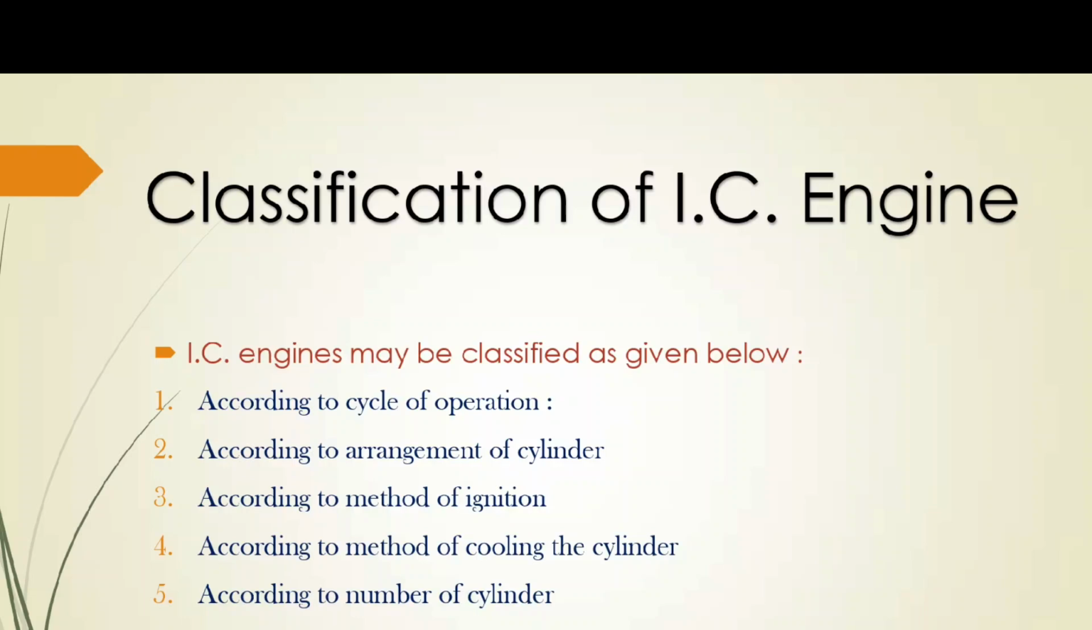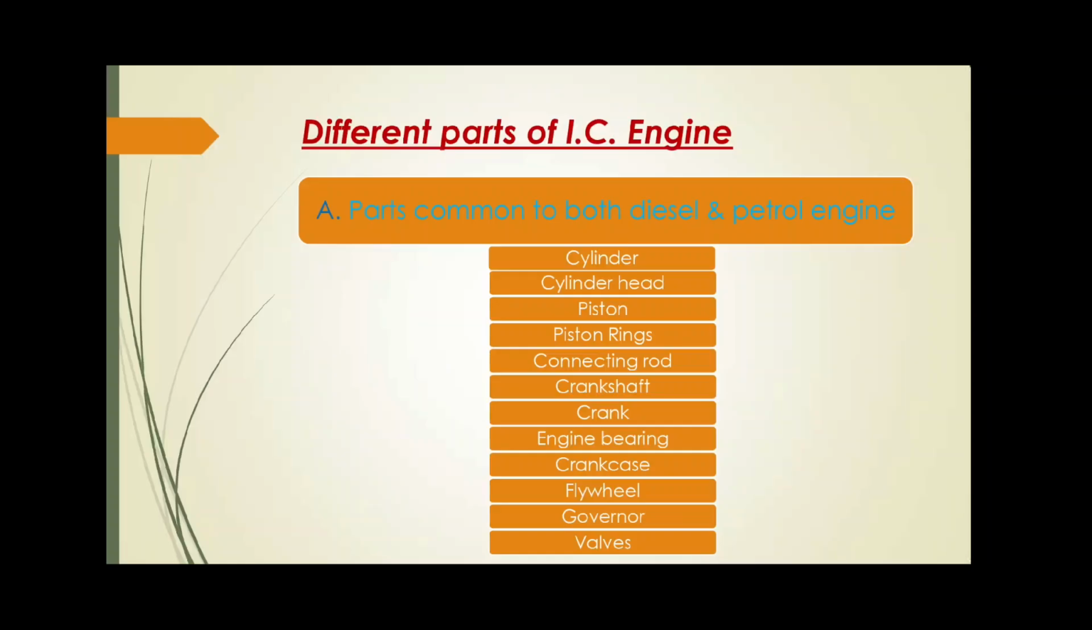According to the number of cylinders, engines are classified as follows. If the engine is having a single cylinder, it is called a single cylinder engine. If the engine is having two cylinders, it is called a two cylinder engine. Suppose it is having three cylinders, it is called a three cylinder engine. 4 cylinder, 6 cylinder, 8 cylinder, 12 cylinders, we can classify according to the number of cylinders available in the engine. These are some classifications of IC engines.